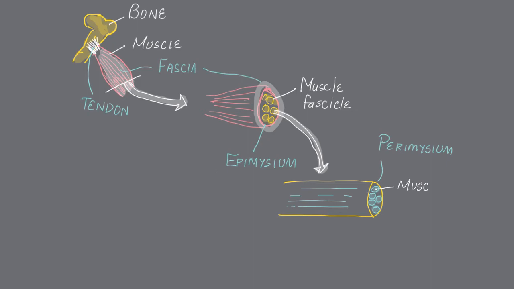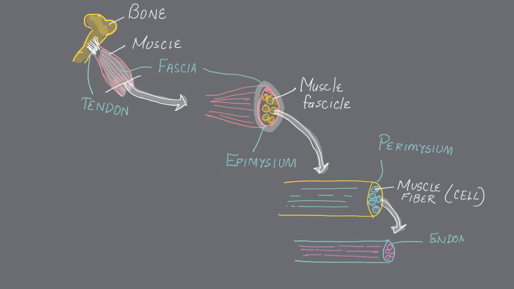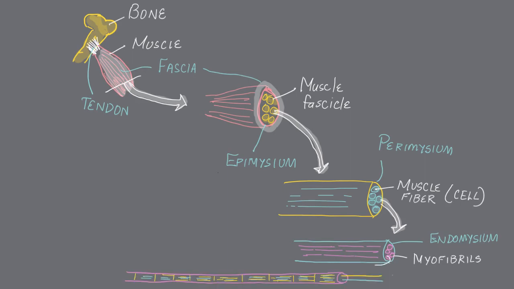So here are the muscle fibers, and each muscle fiber is actually a cell. Each muscle fiber is extremely long. It is one of the longest cells in the body, with many nuclei in a single muscle fiber. So here is a muscle fiber shown in blue, and each muscle fiber is surrounded by yet another connective tissue layer called endomysium. And inside the muscle fiber are even smaller units called myofibrils.